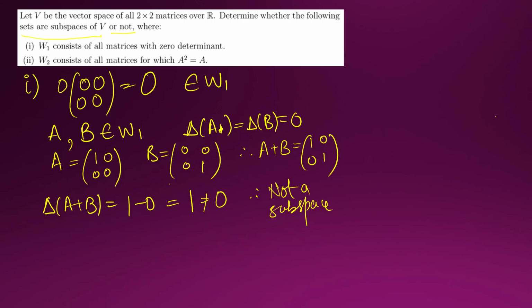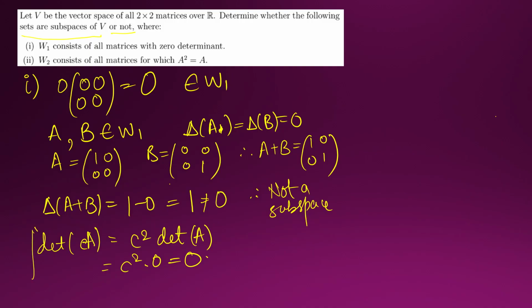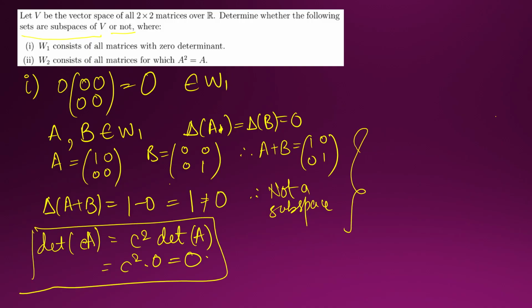So now second part. In this you can also prove that the determinant of cA, when you take out by property, will be equal to c squared into determinant of A. Determinant of A is 0, so the determinant of cA is equal to 0. By this we can say that it belongs to W, but the addition property is not satisfied.